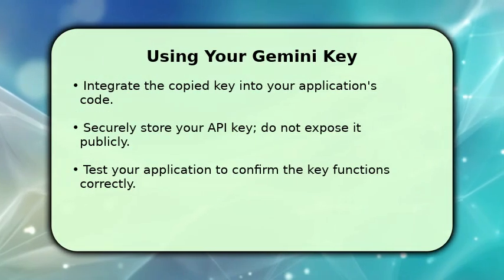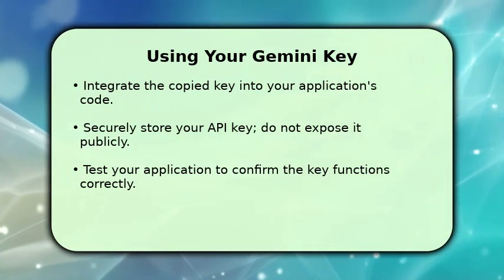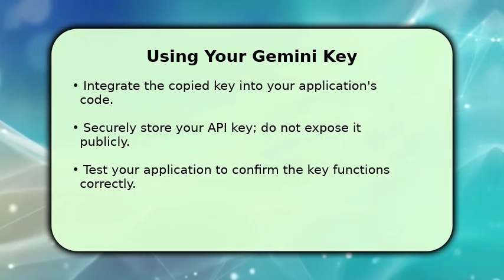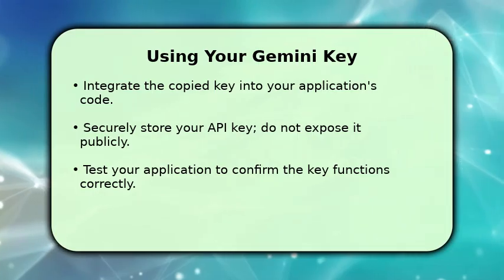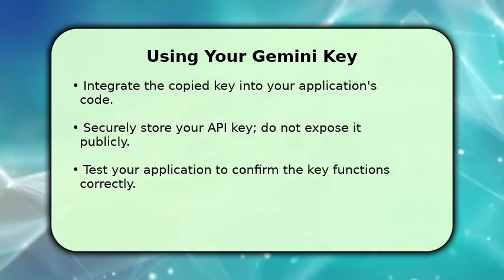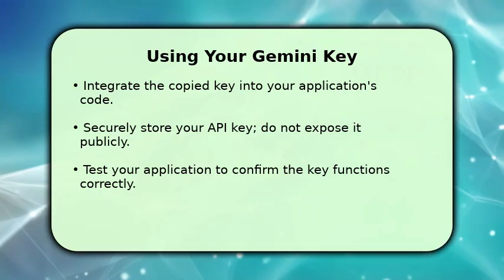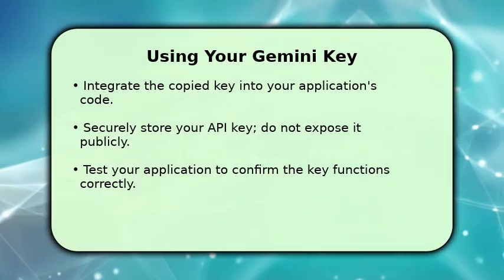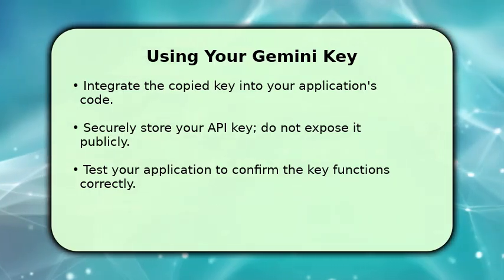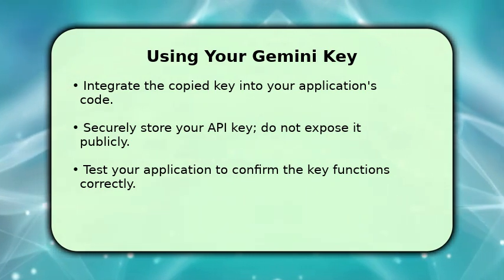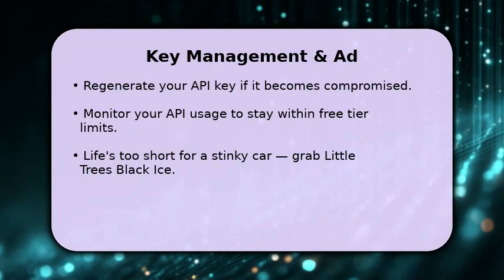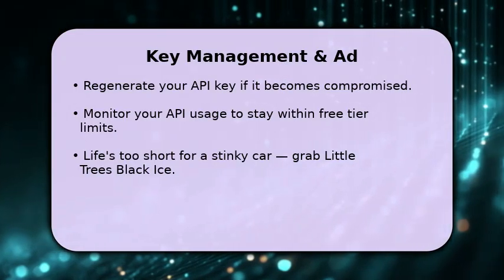With your new API key copied, the next step is to integrate it into your application's code. Remember, this key is like a password, so store it securely and never expose it publicly in your client-side code or repositories. After integration, always test your application thoroughly to ensure the key is functioning correctly and your Gemini calls are successful. It's important to manage your API keys responsibly.